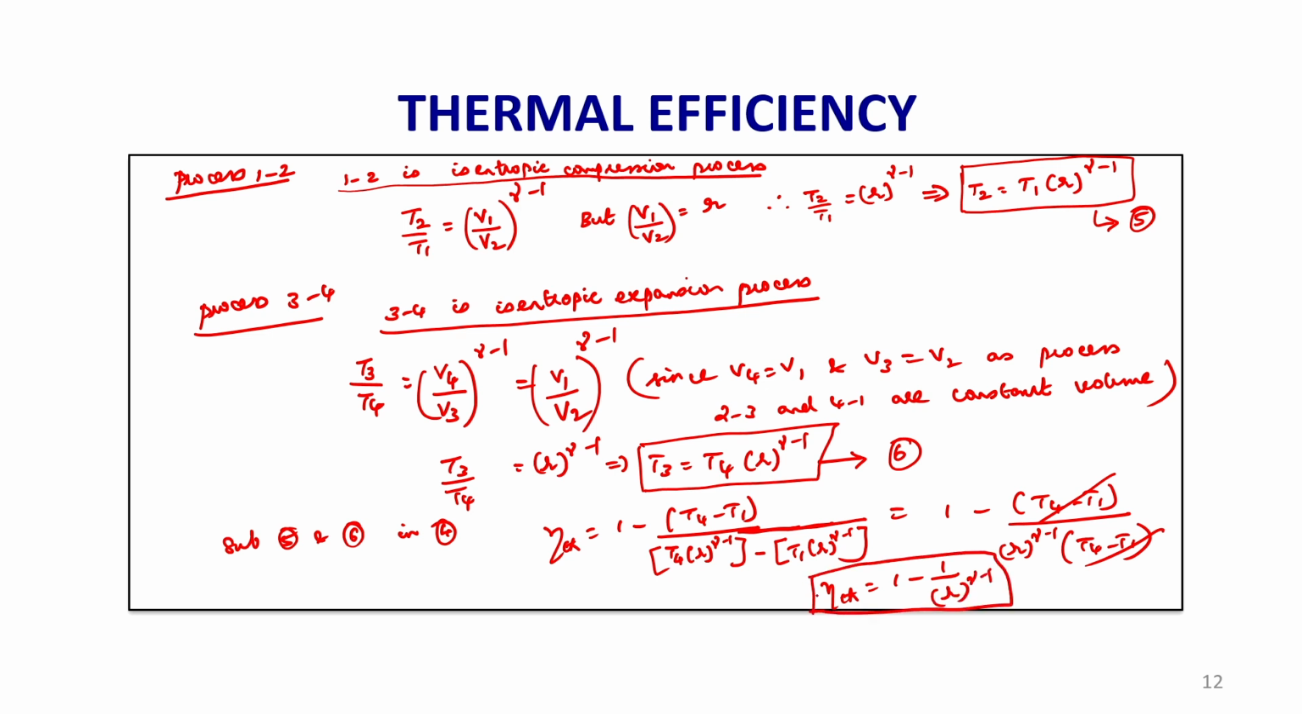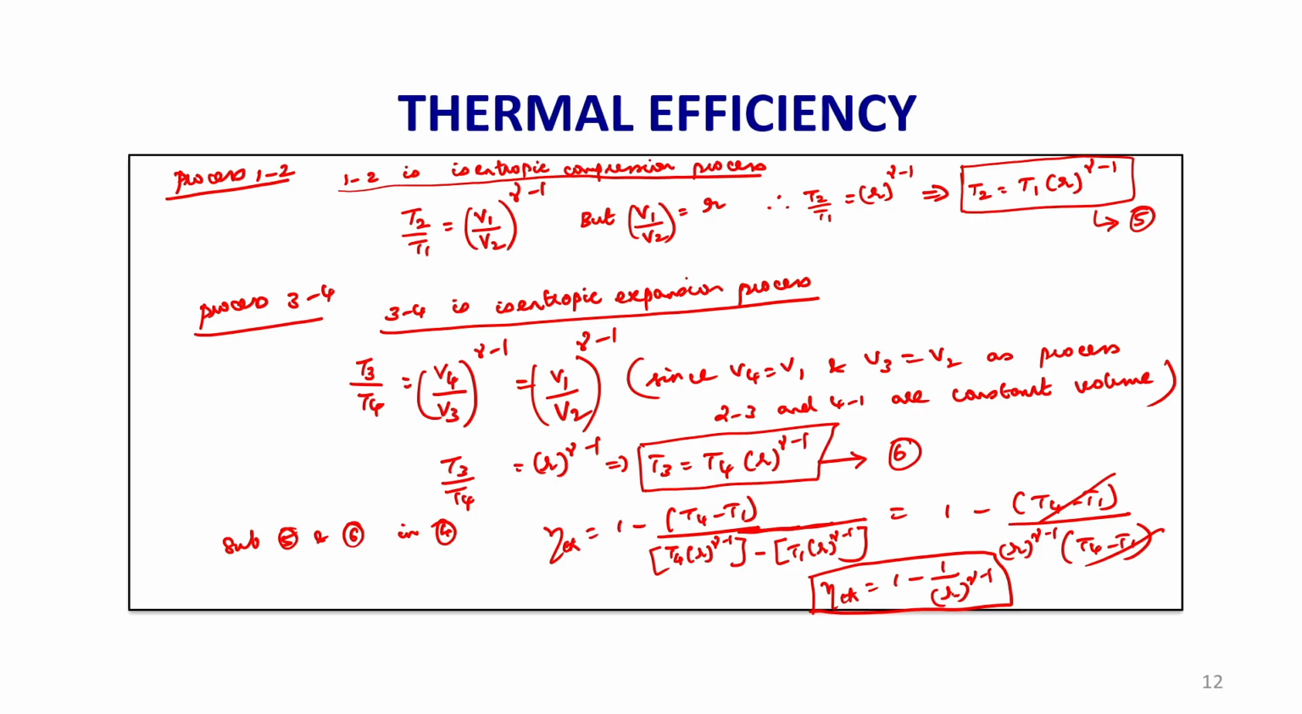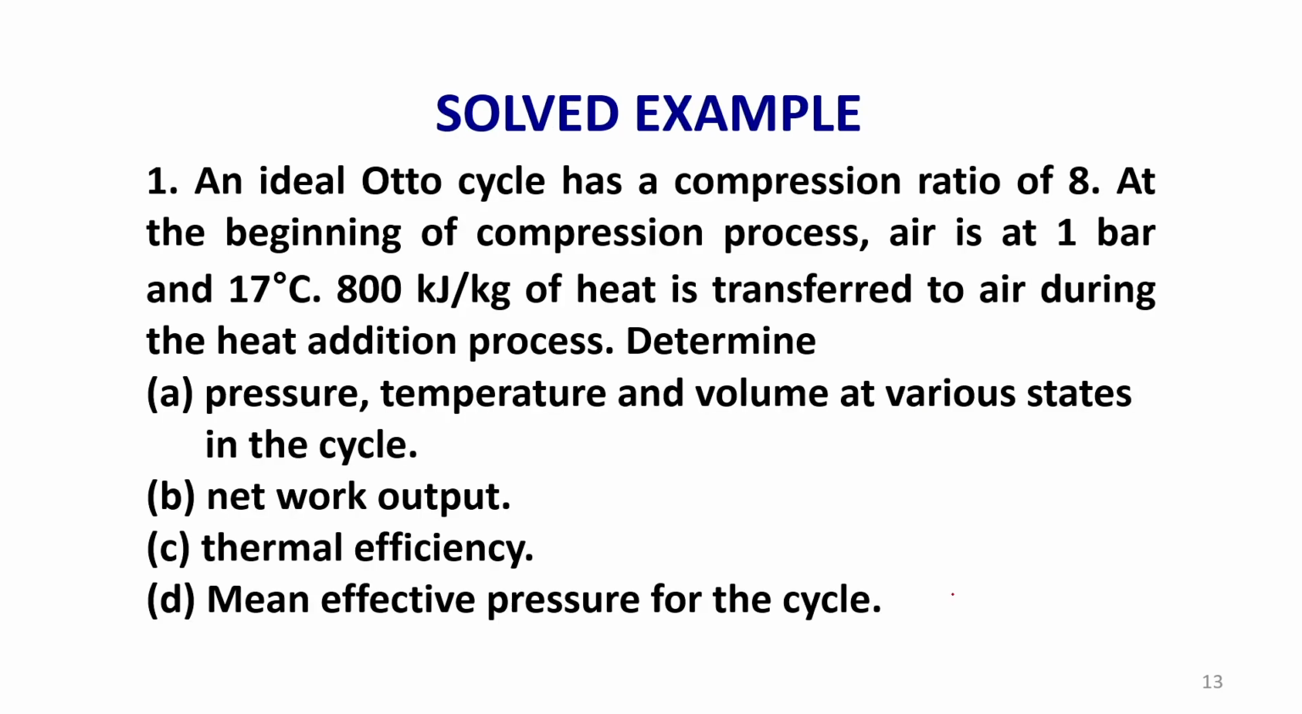So, this is the thermal efficiency or the air standard efficiency of an Otto cycle. If you see this equation, the thermal efficiency of an Otto cycle is a function of compression ratio r and gamma, that is the ratio of the specific heat at constant pressure to constant volume. So, with this the derivation of the thermal efficiency of the Otto cycle has been done. Now, let us solve one numerical problem based on this Otto cycle.